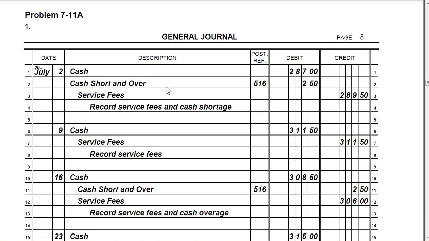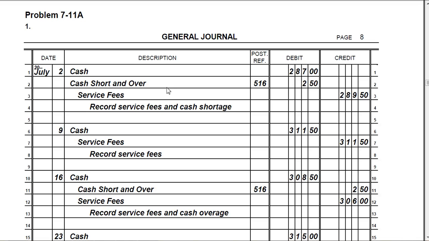This is Chapter 7, 11A. We're looking at the cash short and over entries. And in your book, at the back of Chapter 7 for 11A, it gives you a list of dates. We have a $100 change fund, we have cash register receipt amount, and then actual cash counted.